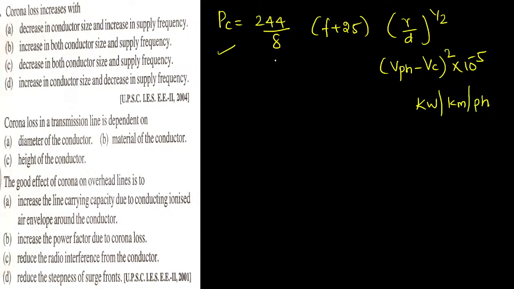Yes sir. Now what is the question asking? Transmission line depends on, first, the diameter of the conductor. Yes, that is correct. It depends on the diameter of the conductor. Next, the material of the conductor. Is there any data related to material here? No, it does not depend on the material of the conductor.